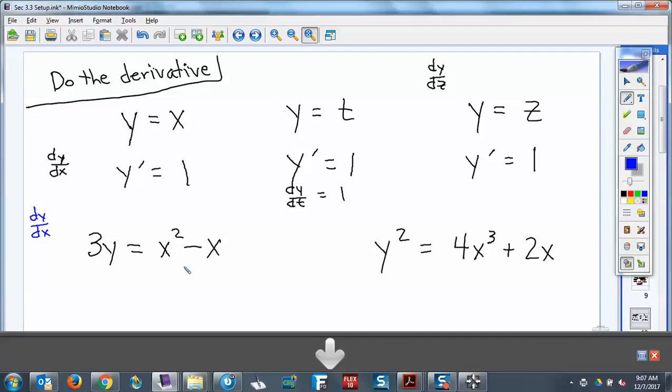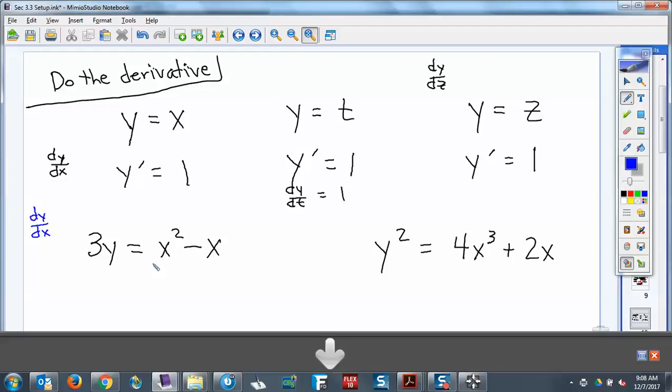Divide by 3, right? You'd probably divide by 3 on both sides and write it as 1/3 x cubed minus 1/3 x, and then do the derivative, right? That's probably what you'd have done, got y by itself. What I'm saying to you is you don't have to do that. We can just do the derivative of both sides.